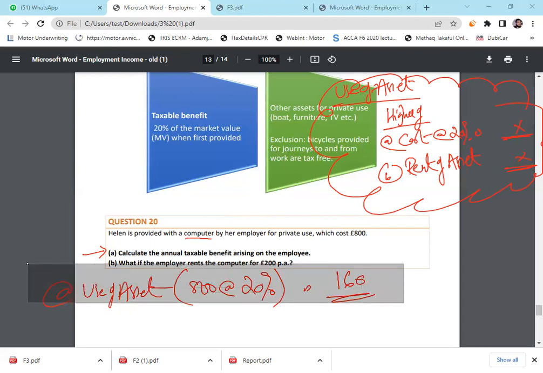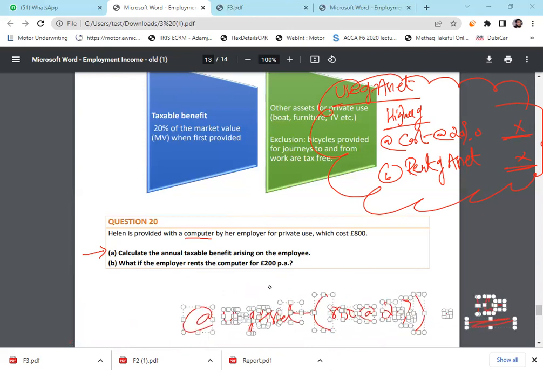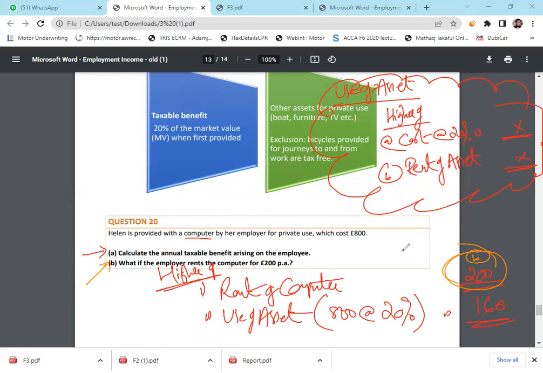Now you will read the B part, please. What if the employer rents a computer for £200 per annum? So they are providing you rent of a computer. How much is the rent? 200, right? So what should be my answer? The higher of the two, 200, will be the answer of B part. Any questions, please?